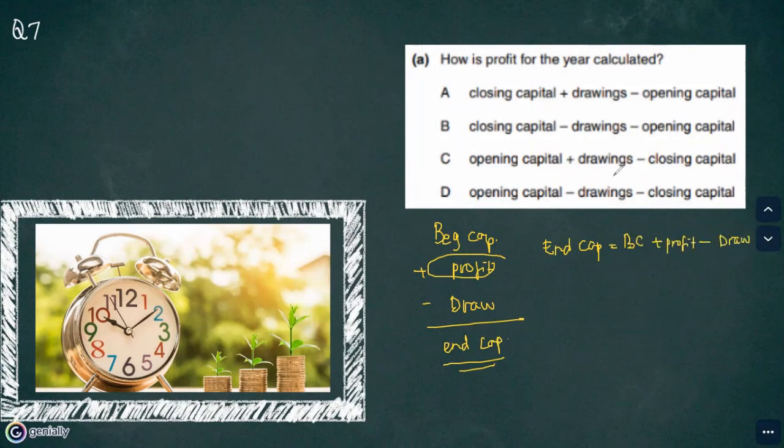Now if you want to leave our profit alone, we leave our profit alone, right? So what we have to do is ending capital minus beginning capital plus drawings. You will get your profit, correct? So ending capital is closing capital, plus drawings, minus beginning capital, or this is opening capital. These two are not an answer. So the answer should be A.